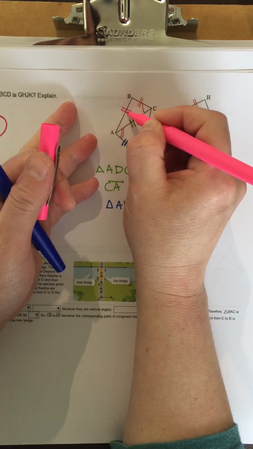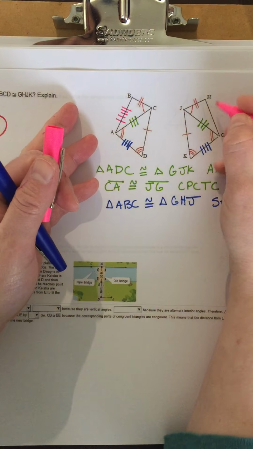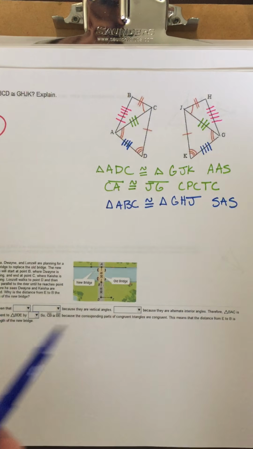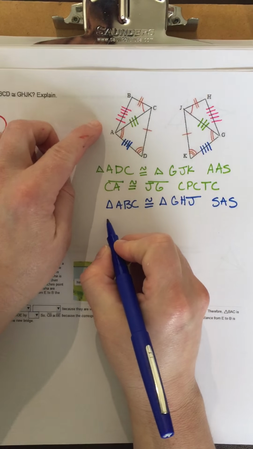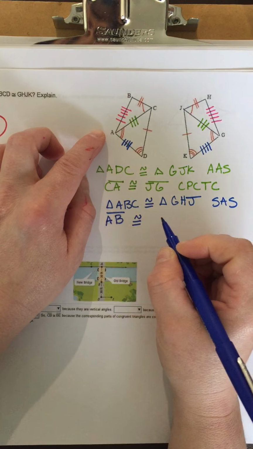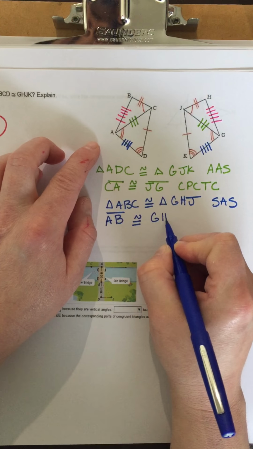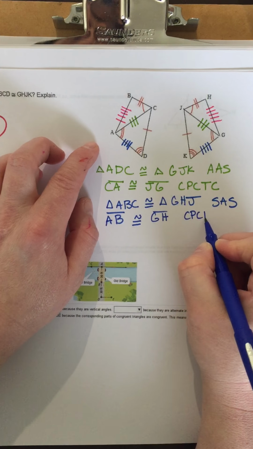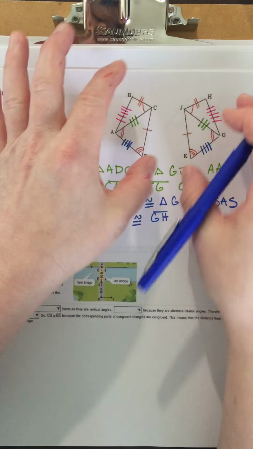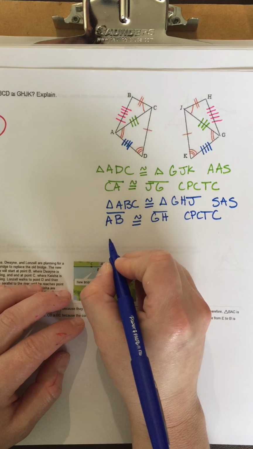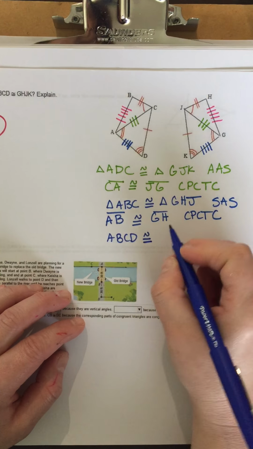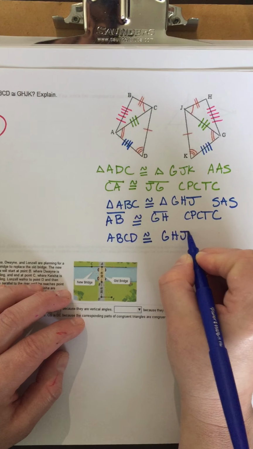So that means that these sides, I'm at 5, 1, 2, 3, 4, 5, have to also be the same. And it's for the same reason that, so I could say, if I just felt froggy, AB has to be congruent to GH, and that's by CPCTC. So most definitely, these two things are congruent. So I'm going to say that ABCD is for sure congruent to GHJK.